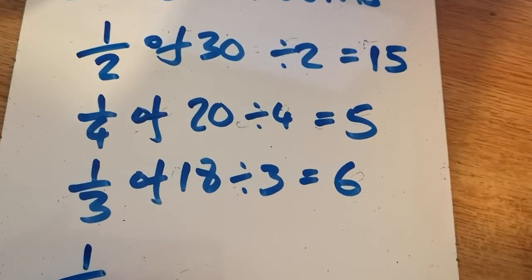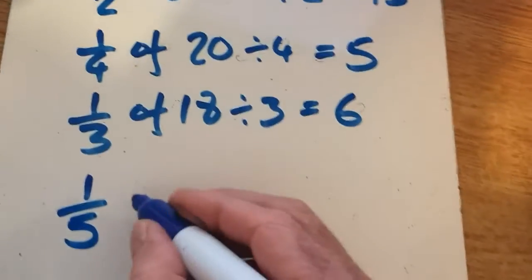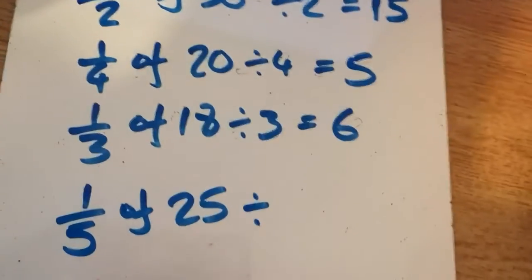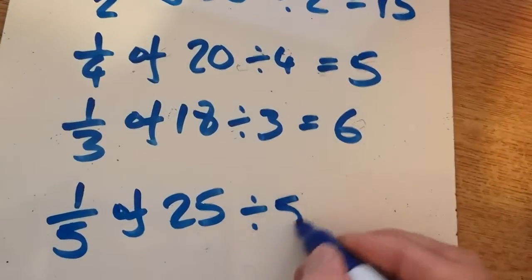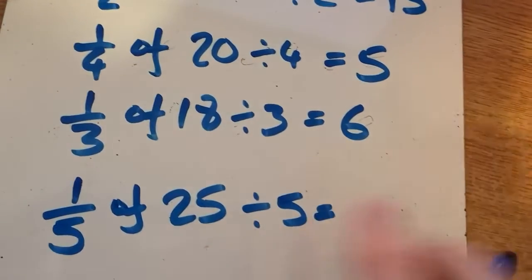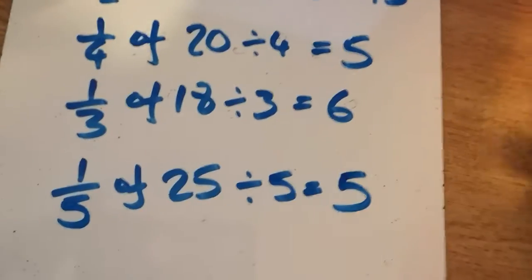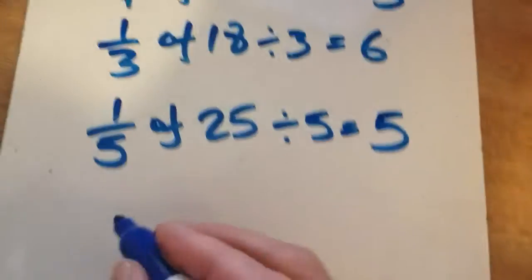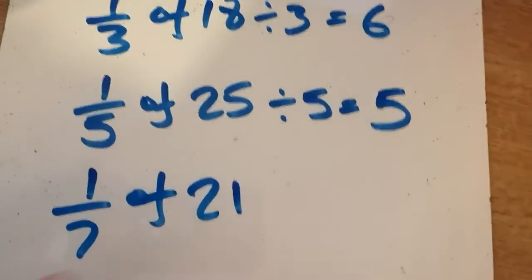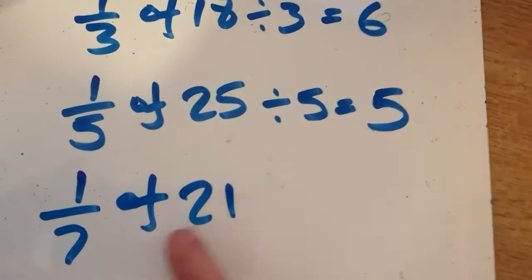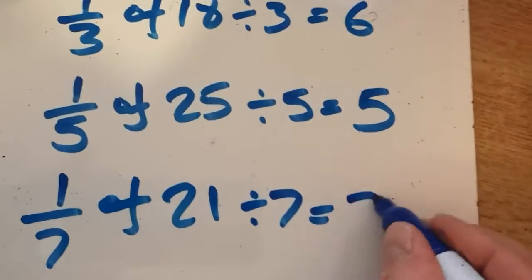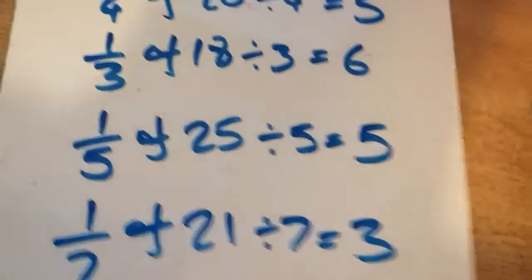And that would work the same with anything. If I had 1/5 of, let's say, 25, to find 1/5 of something, I divide by 5. All I'm doing is dividing by my bottom number, or my denominator. 25 divided by 5 gives me 5. And that works the same for anything like that at all. If I had something like 1/7 of 21, I'm going to end up doing 7 into 21. 21 divided by 7, that's going to give me 3. So 1/7 of 21 would be 3.